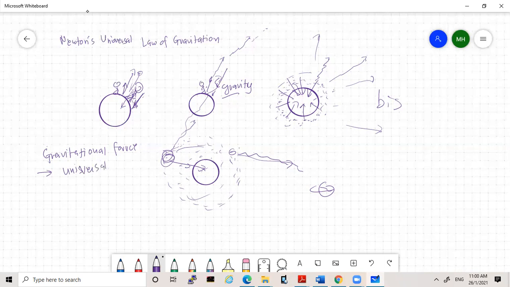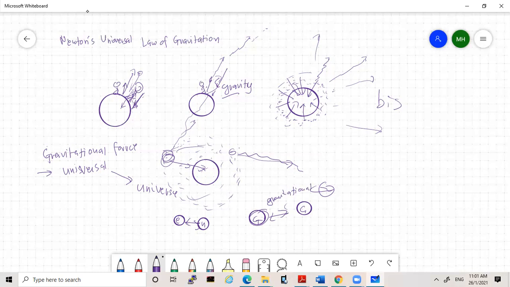So why do we call it universal? Universal means that we can apply this concept, this gravitational force, throughout the universe. Doesn't matter where you are, when you are. Either you are on other planets, in other galaxies, from the smallest thing, electron and nucleus, or between the largest things, galaxy and other galaxy. Between these two objects, there is always gravitational force.